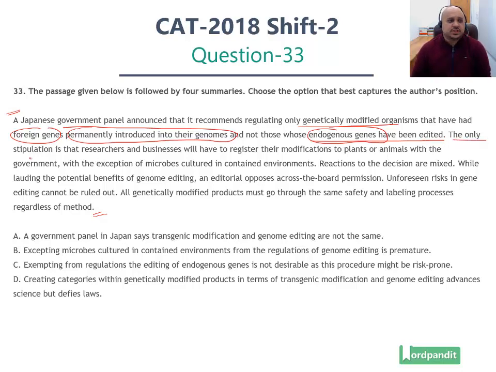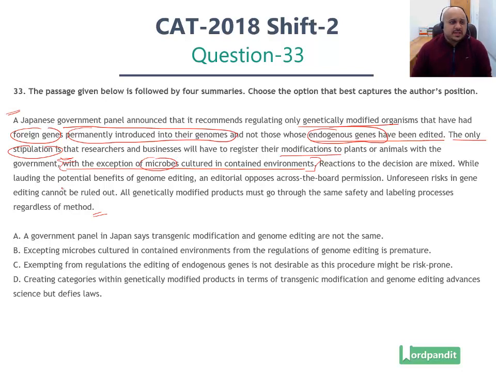The only stipulation is that researchers and businesses will have to register their modifications to plants and animals with the government. So the only stipulation is that you have to register what you are doing with the government, with the exception of microbes cultured in contained environments. Now this is something which you have to note down: this is just an extra fact that does not really impact the overall paragraph. So this is talking about an exception of microbes, right? So we've moved slightly away from genes and genomes and foreign genes and endogenous genes.